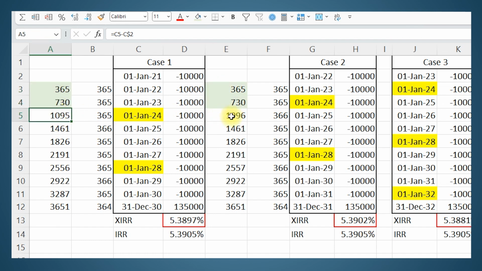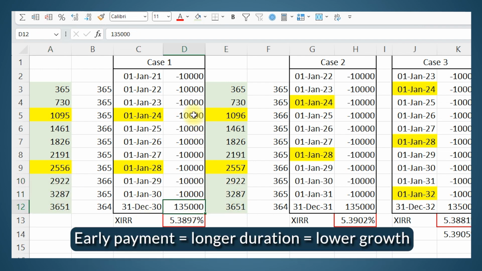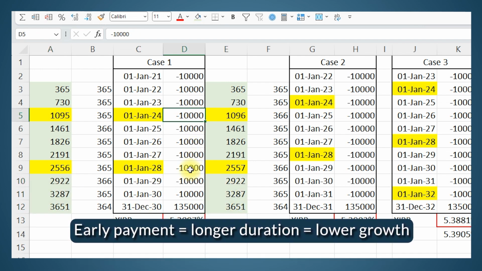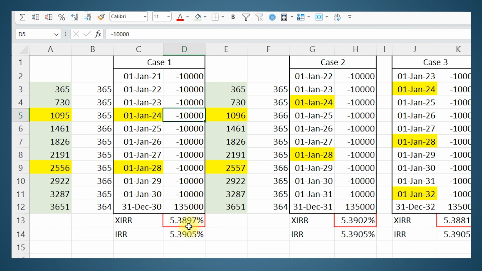But in the 3rd year, the payment here is a day early. From the 4th year onwards, the payments again match. Once again, the payment is a day early here. So there are 2 instances where the payment is made a day earlier in case 1 as compared to case 2, and all other payments match. And an early payment of cash but with future value remaining the same means a lower growth rate. And that is why we see a smaller number here as compared to this.